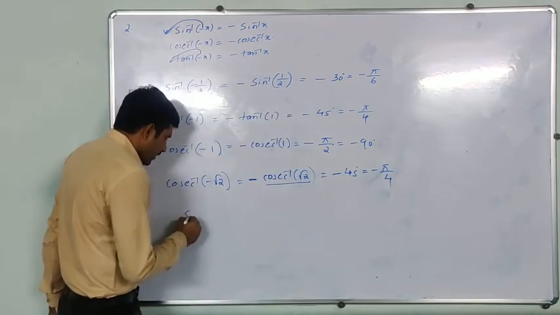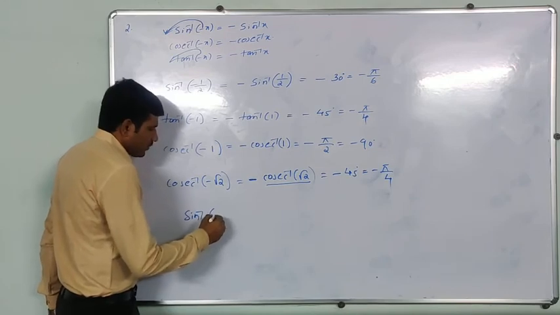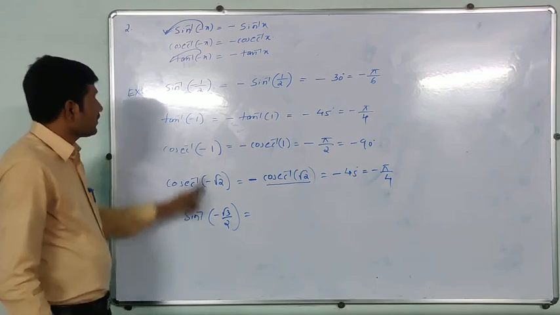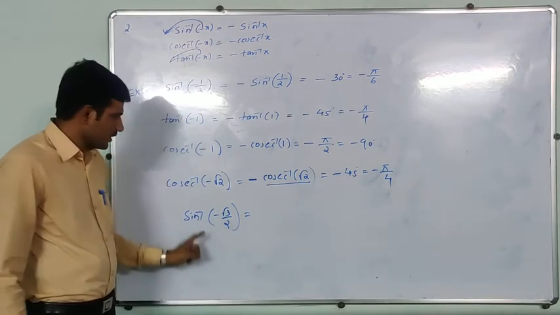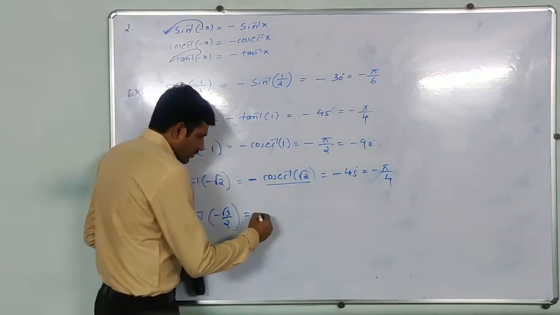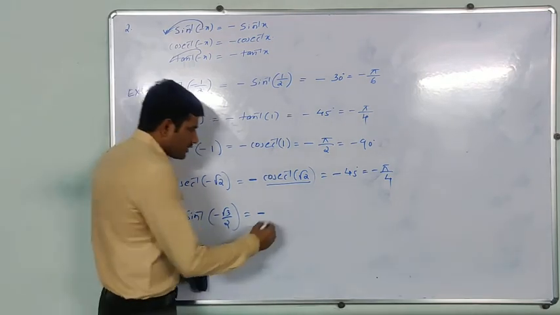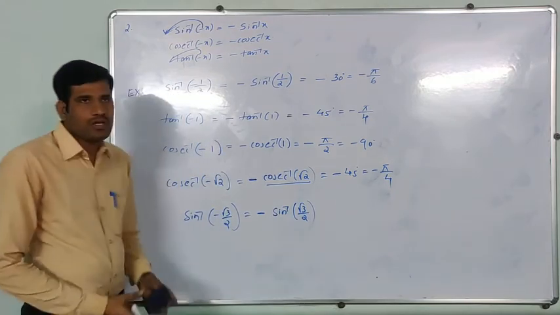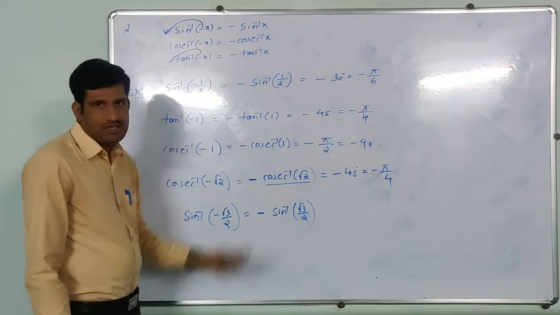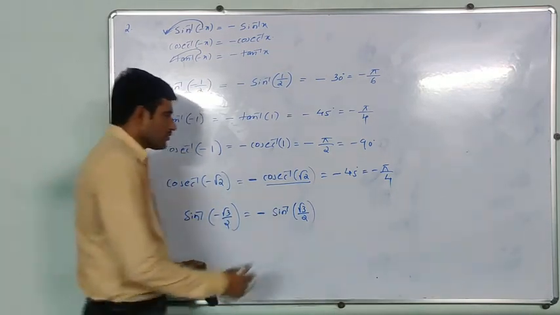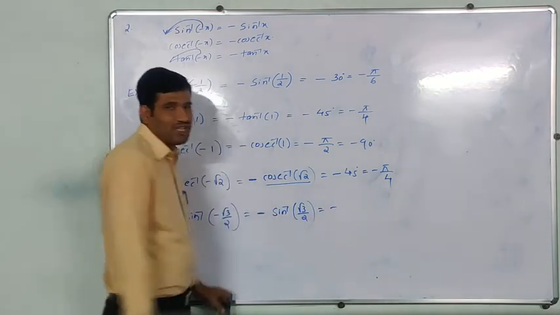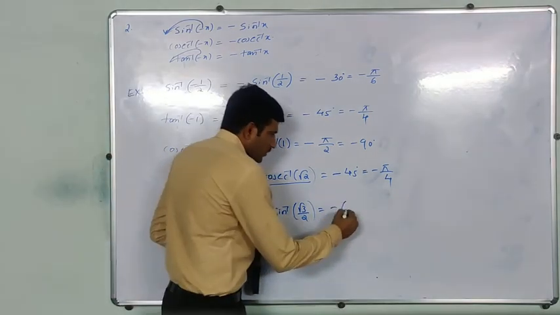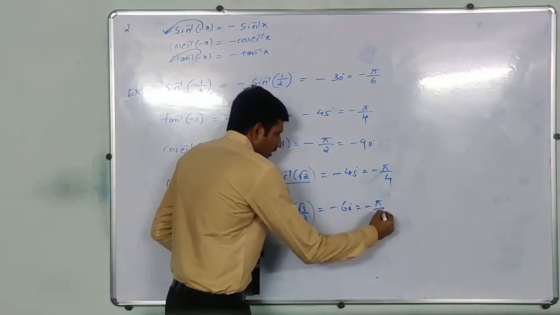And similarly, sine inverse of minus root 3 by 2. Now this is in the form of sine inverse of minus x. What is sine inverse of minus x? Minus sine inverse of x. That is minus sine inverse of root 3 by 2. Sine of which angle is root 3 by 2? 60 degrees, so it is minus 60 degrees or minus pi by 3.